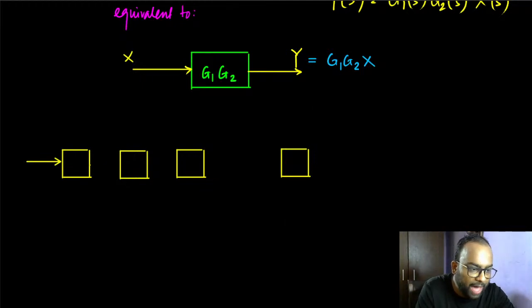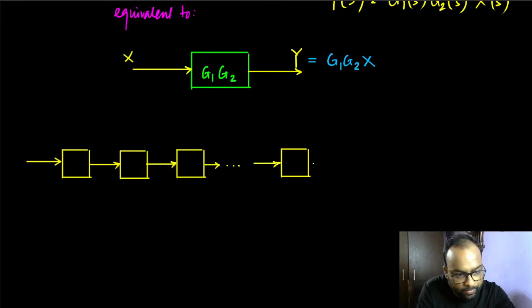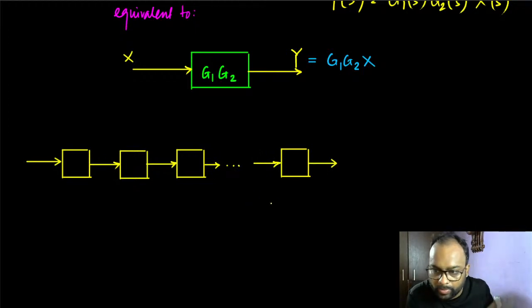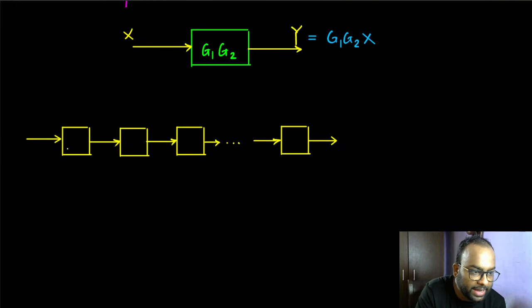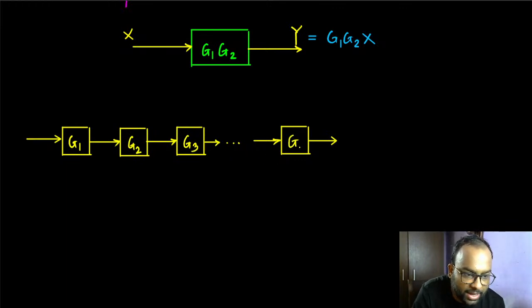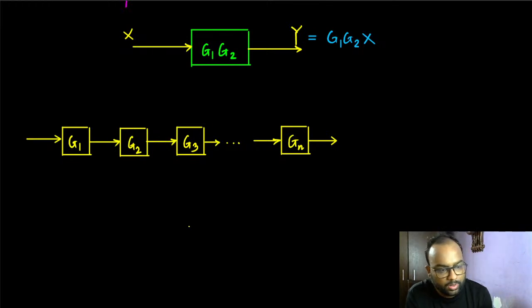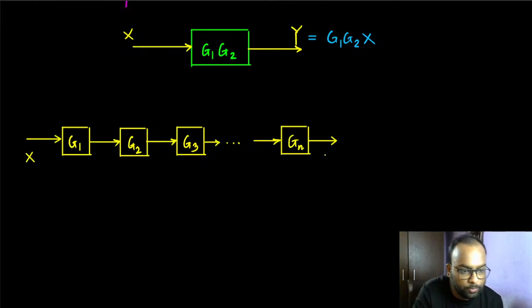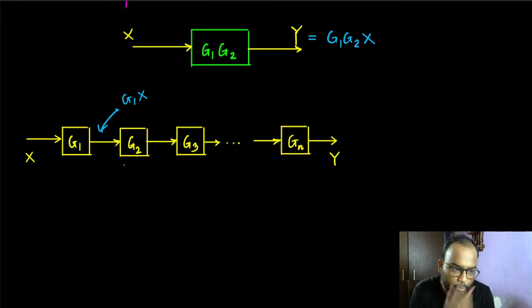Let's say we have, instead of two blocks in cascade, n number of blocks in cascade. Say this one has a transfer function of g1, this one has g2, this one has g3, and so on, and this one has a transfer function of gn. So different transfer functions. If x is the input and y is the output, then the signal here will be g1x, and that acts as the input to the second one.